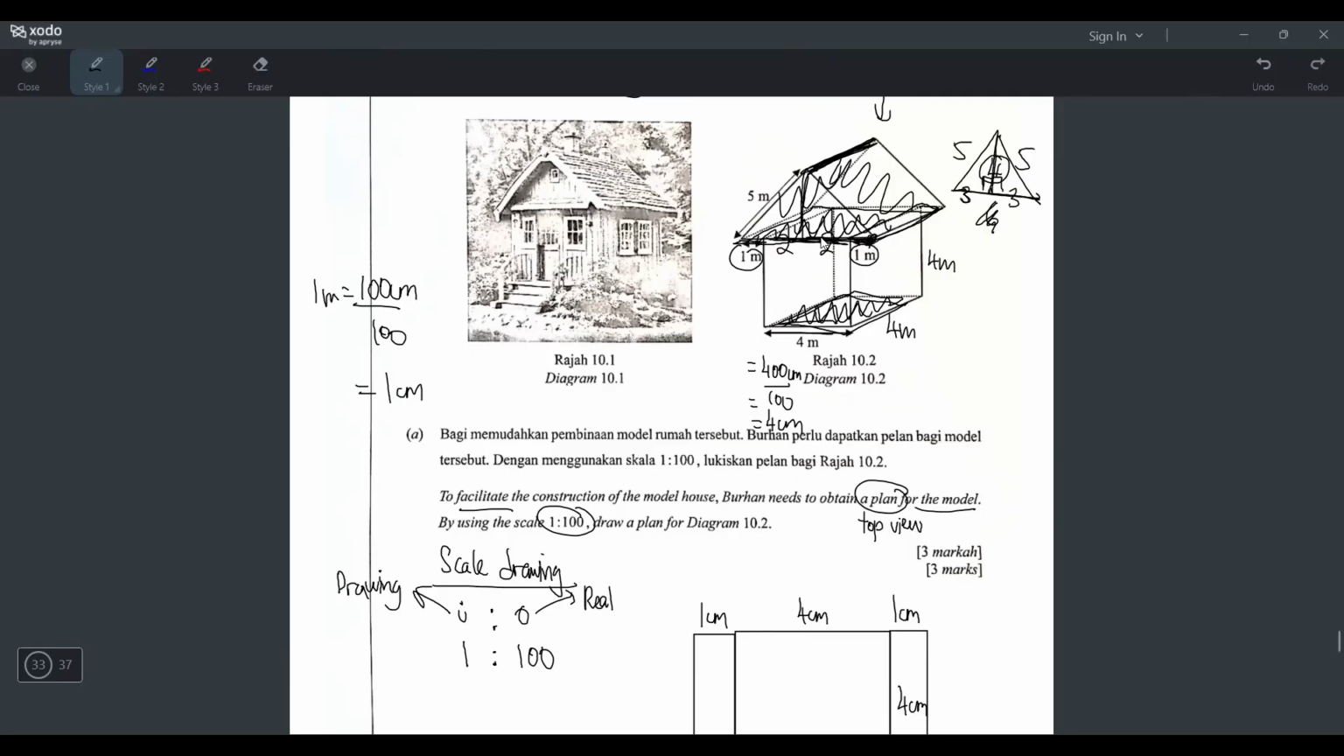Because this is 1, this is 2, right? So total here is 3 meter. Okay, but 3 meter when you divide 100 is 3 cm lah, right? So I think you have to draw 3 cm from the hujung just to get this line, just to draw this line. So I repeat one more time. This line is 3 cm from the hujung.